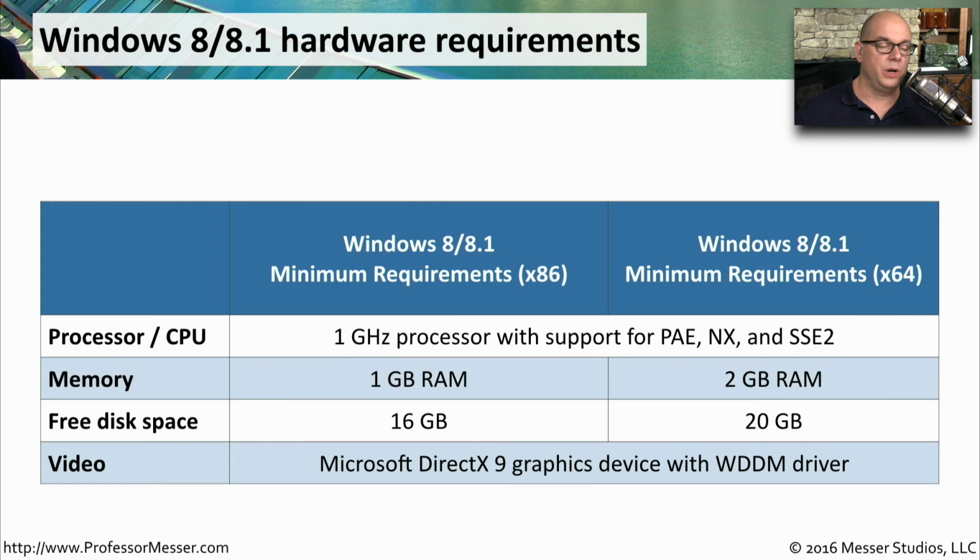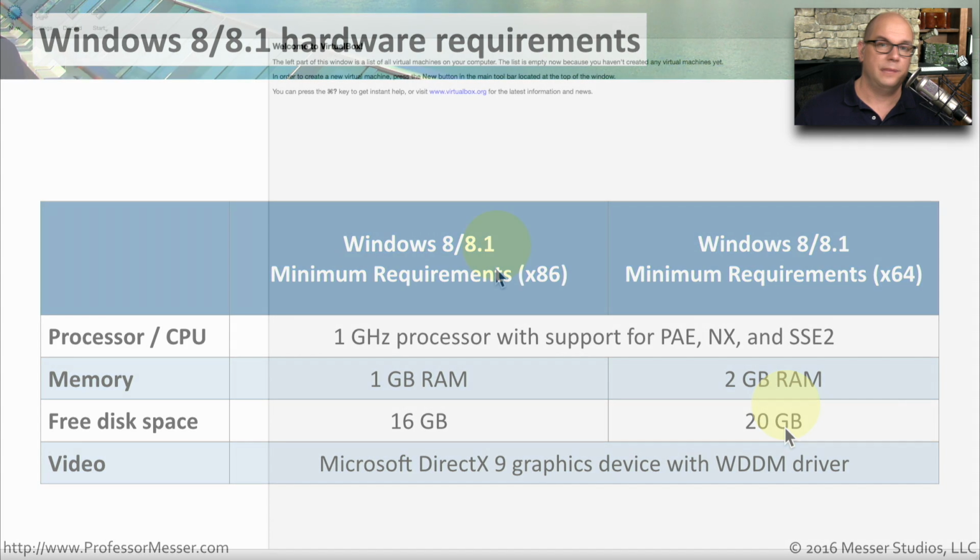The Windows 8.1 requirements are for a 1 GHz processor for both the 32-bit and 64-bit systems. A 32-bit version of Windows 8 or Windows 8.1 requires 1 GB of RAM with 16 GB of free disk space, and the 64-bit version requires twice as much memory, 2 GB of RAM and 20 GB of free disk space.